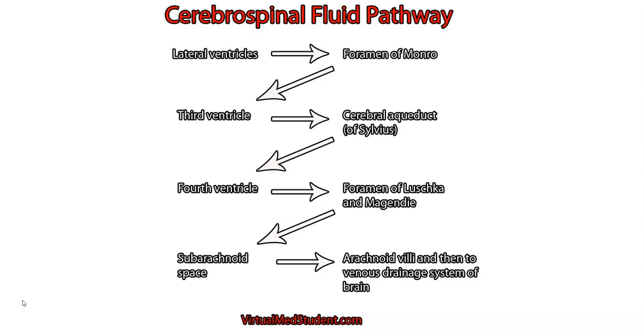Then it goes into the cerebral aqueduct, which then is transported to the fourth ventricle. Then it goes to the foramen of Luschka and Magendie, and then it goes into the subarachnoid space. Then after that, it will go into the venous drainage system of the brain and flow around it.